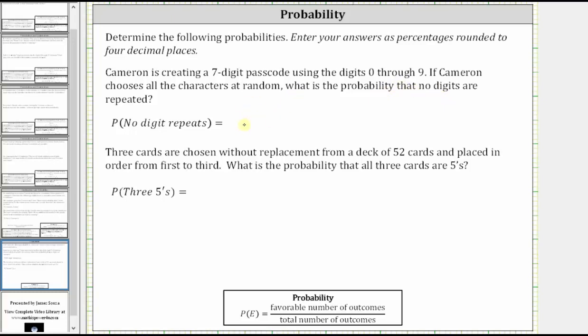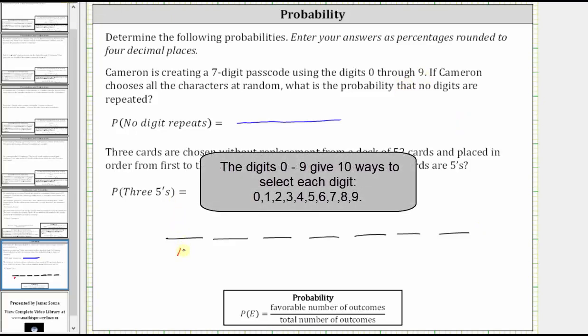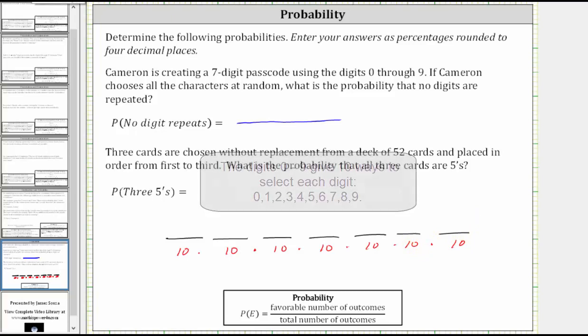Let's begin by working on the denominator, which is equal to the total number of outcomes, or in our case, the total number of possible 7-digit passcodes using the digits 0 through 9 if repetition is allowed. So let's go ahead and model this. We have 1, 2, 3, 4, 5, 6, 7-digit passcodes. If repetition is allowed, using the counting principle, there are 10 ways to select the first digit, 10 ways to select the second digit, 10 ways to select the third digit, and so on, giving us a total of 10 to the 7th possible passcodes. Again, when repetition is allowed.